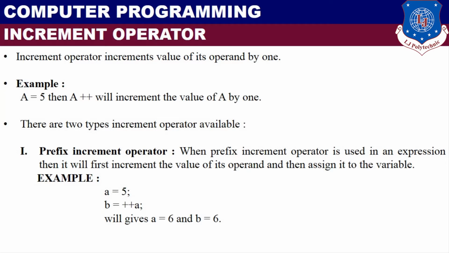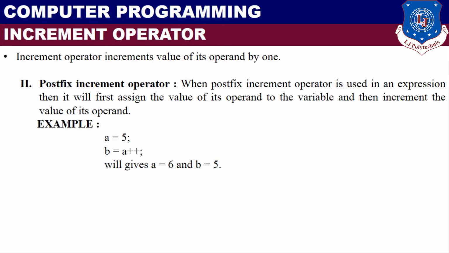When the prefix increment operator is used in an expression, it will first increment the value of its operand. Mark this word: first, it will increment the value of its operand, and then assign it to the variable. For example, a equals to 5, b equals to plus plus a. After that, a will become 6 and b will become 6, as it is a prefix, so it will first increment.